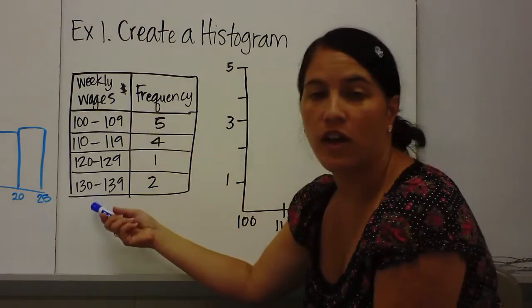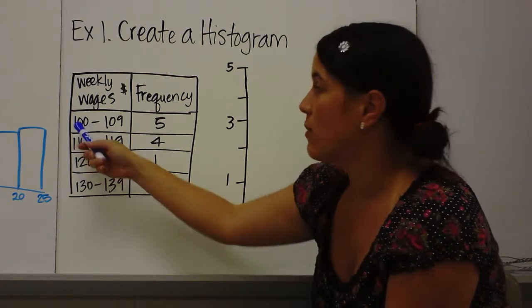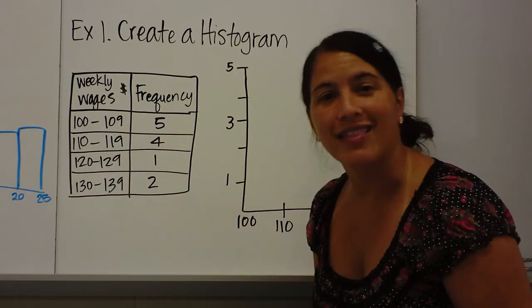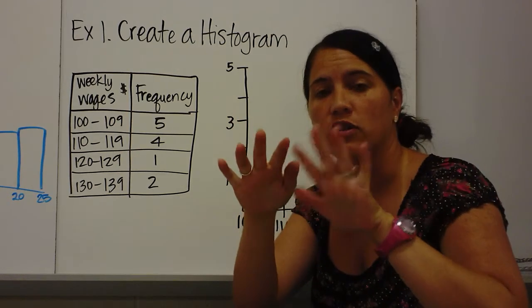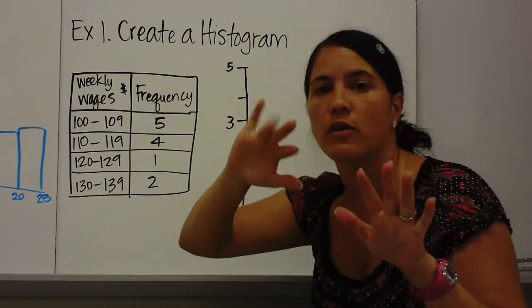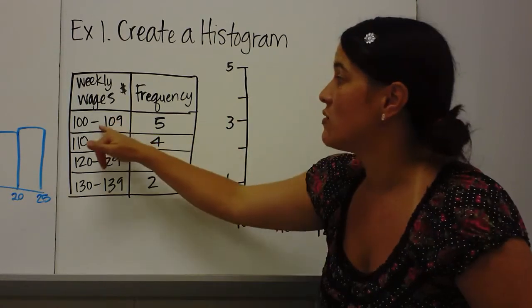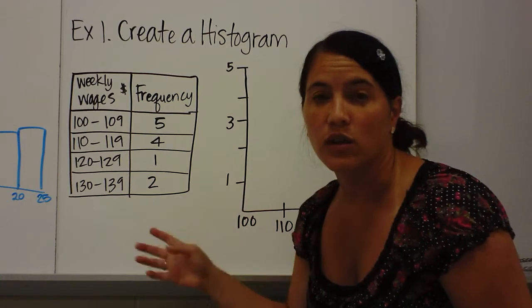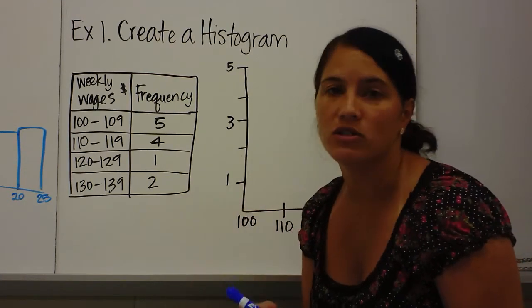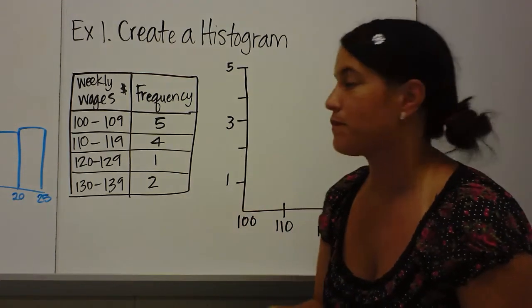I've already come up with the intervals, and they are intervals of 10, from 100 to 109. You may think it's 9, but really it's 10 numbers: 100, 101, 102, 103, 104, 105, 106, 107, 108, 109. So it's 10 numbers. So 10, 10, 10, 10. Now there's only going to be 4 bars, so really I should have tried to make them different, but I wanted to show you an easy example.